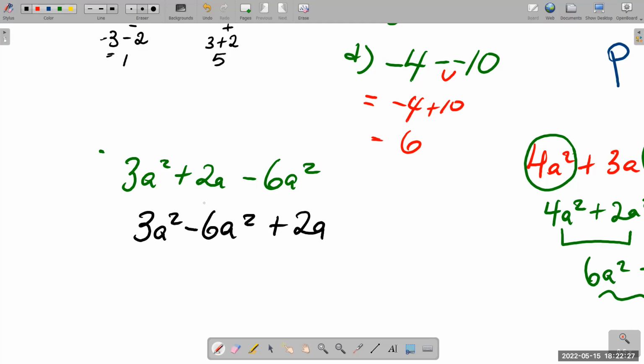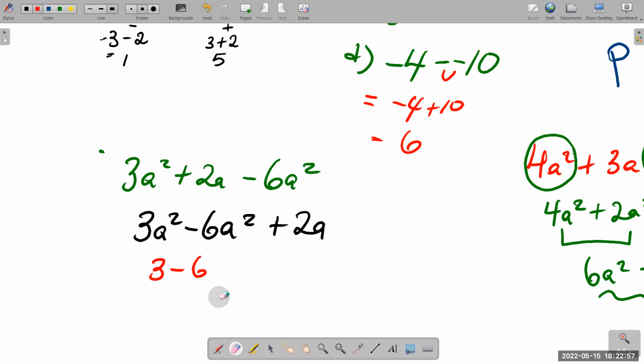And remember, that's what we call like terms. It must have the same variable. Even though this is an A and this is an A, it's two different types of A. Why? We know A squared means what? A times A. Agree or disagree? That is not the same thing as just an A by itself. So keep that in mind, okay? So let me go. This is almost like saying this. 3 minus 6. You know that? What is 3 minus 6?